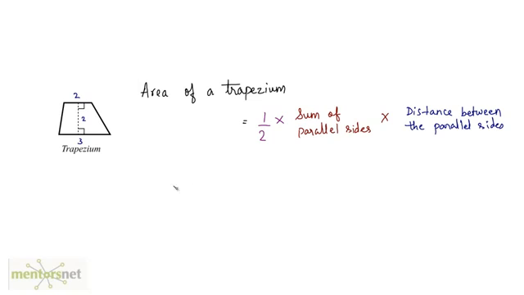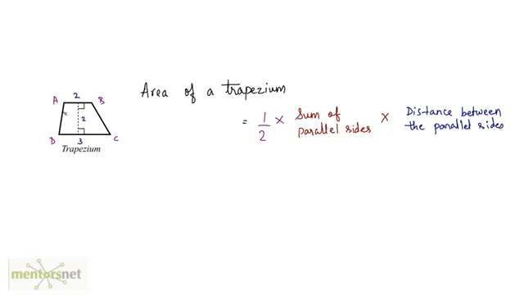What is the area of a trapezium? Now this one's a bit complicated formula. We have half into the sum of the parallel sides into the distance between the parallel sides. Now what are the parallel sides in this trapezium? Let us name this first: A, B, C and D. Now AB and CD are the parallel sides.